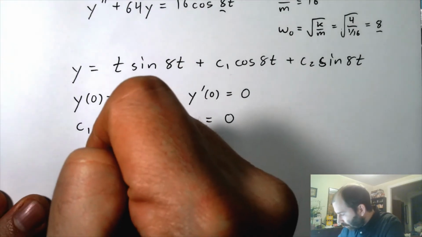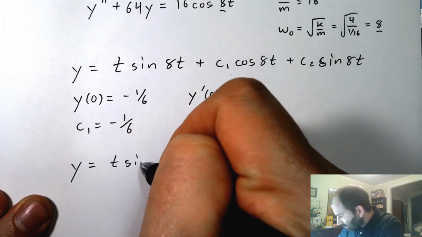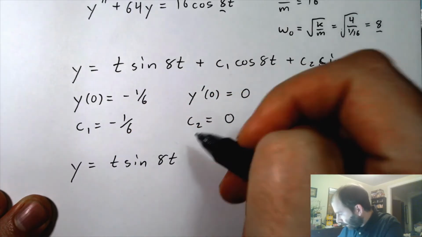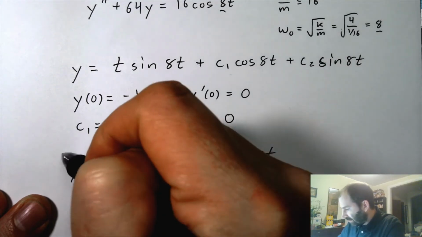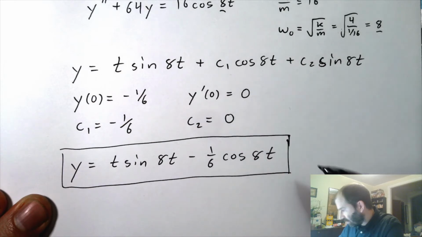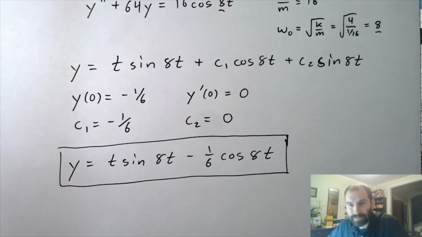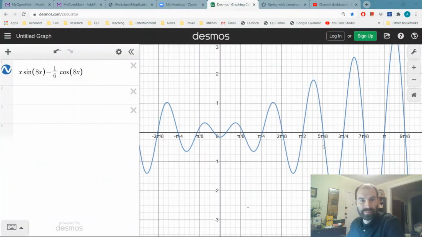So our specific solution here is this. Okay, this describes the motion of the object on the spring. Let's graph this, all right? In fact, I think I have the graph, voila, right here. Here it is.